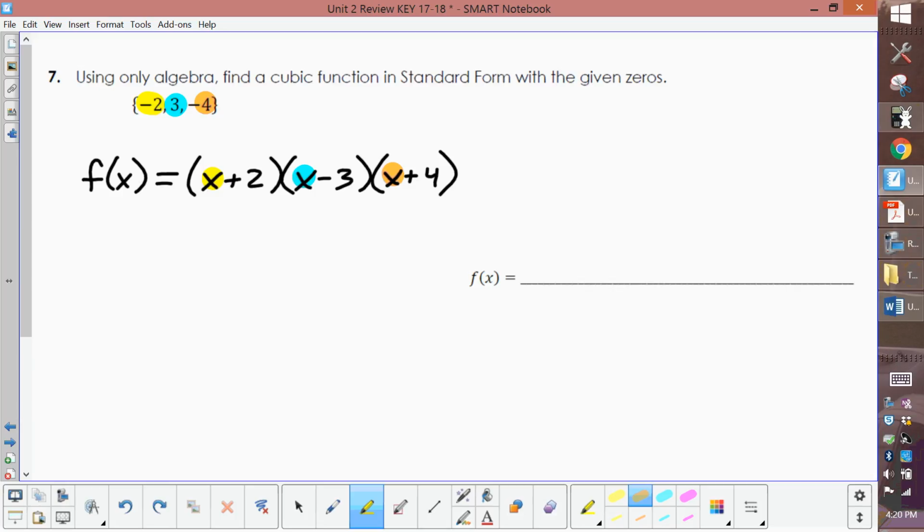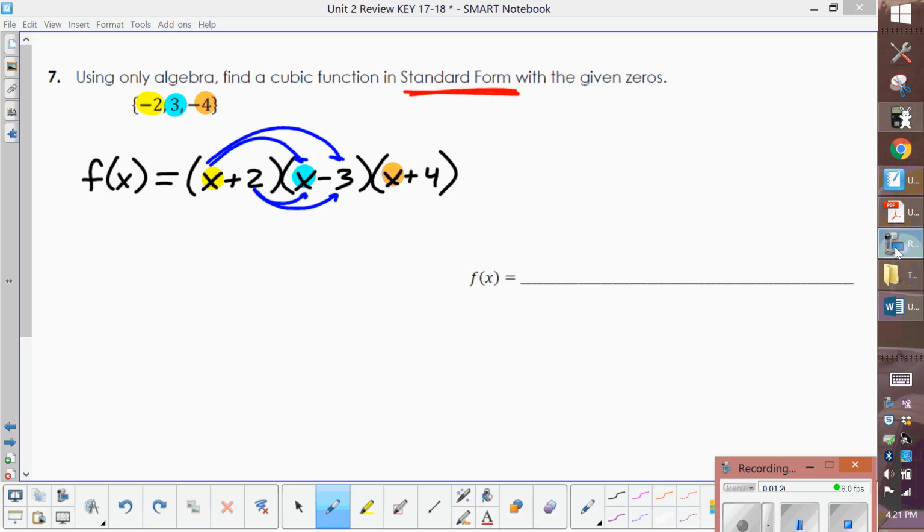Now, I would be done, but the only problem with this is it says standard form, and this is not standard form. Standard form has no parentheses. It leads with your highest power of x and works its way down to a whole number. So I'm going to have to do a lot of distributing here. I'm going to do FOIL: first, outer, inner, last. And when I multiply those together, I'm going to go ahead and get this trinomial.